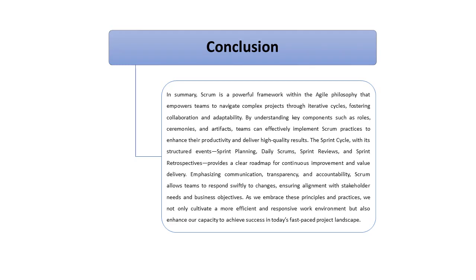The sprint cycle, with its structured events like sprint planning, daily scrums, sprint reviews, and sprint retrospectives, provides a clear roadmap for continuous improvement and value delivery. Emphasizing communication, transparency, and accountability, Scrum allows teams to respond swiftly to changes, ensuring alignment with stakeholder needs and business objectives. As we embrace these principles and practices, we not only cultivate a more efficient and responsive work environment, but also enhance our capacity to achieve success in today's fast paced project landscape.